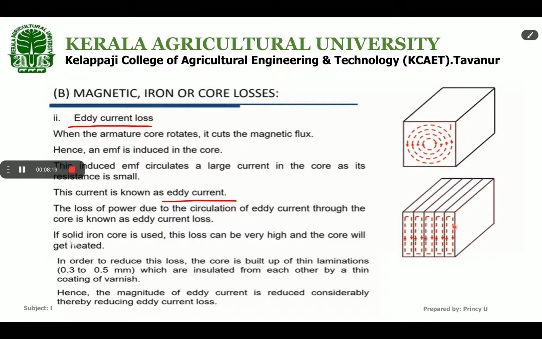If a solid iron core is used, this loss can be very high and the core will get heated. In order to reduce this loss, the core is built up of thin laminations, insulated from each other by a thin coating of varnish or mica, each lamination of thickness 0.3 to 0.5 mm. Hence the magnitude of eddy current is reduced considerably, thereby reducing eddy current loss also.